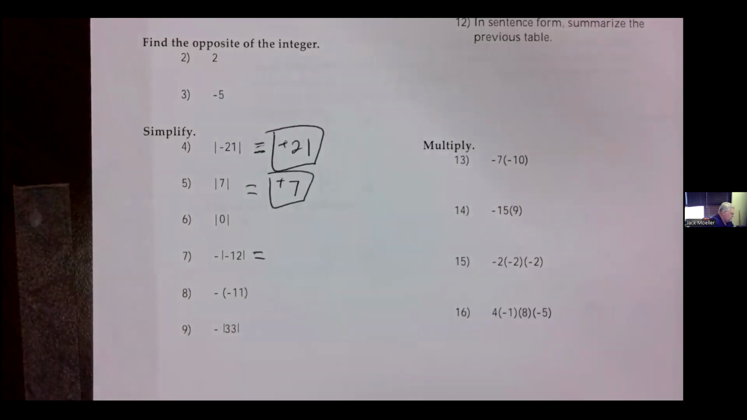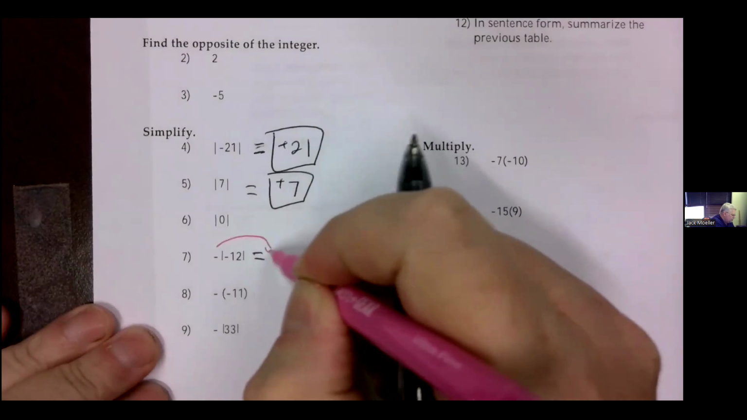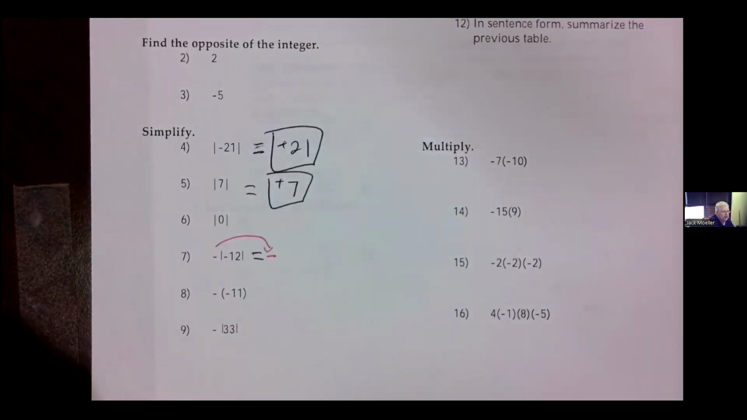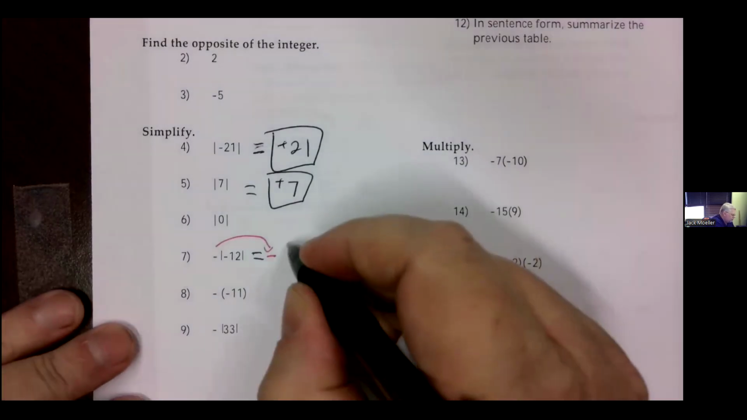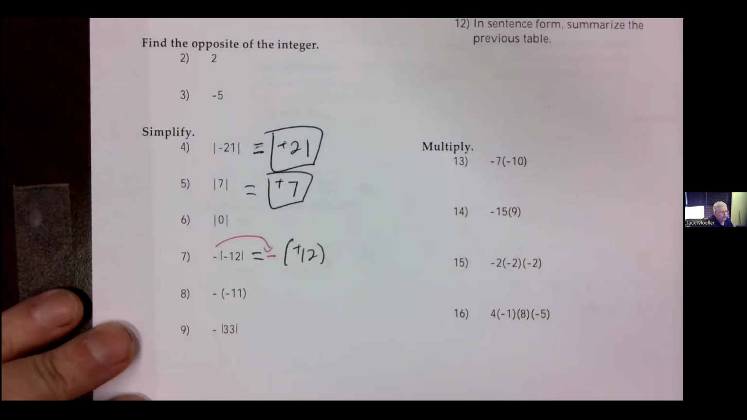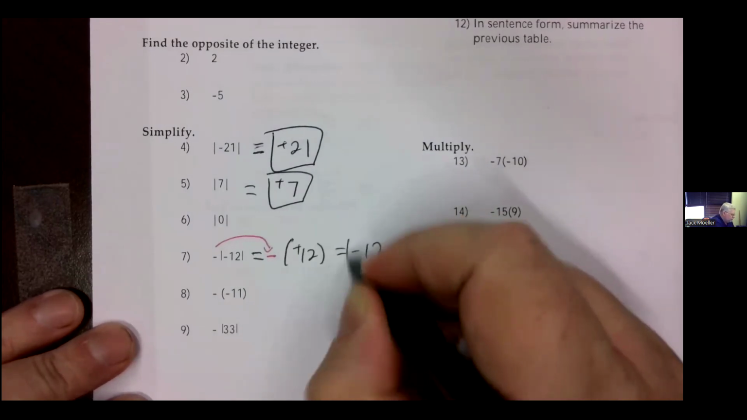in number 7 is that negative gets carried over for now. And then what is the absolute value of negative 12? The absolute value of negative 12 is a positive 12. And then what's the opposite of a positive 12? It is negative 12.